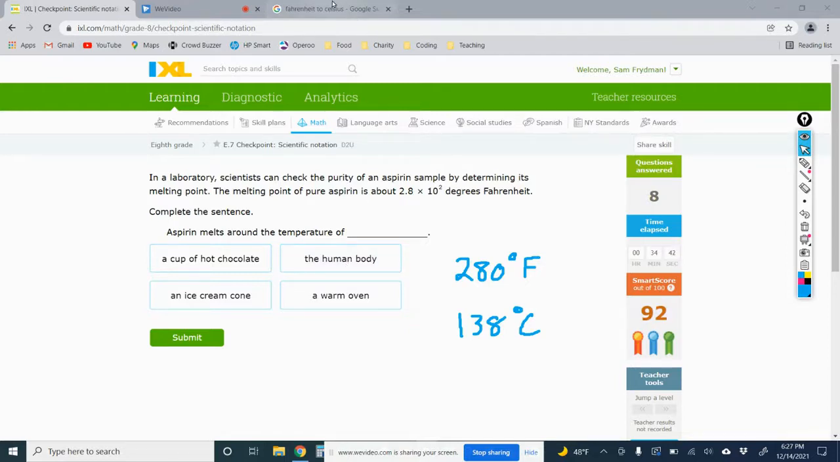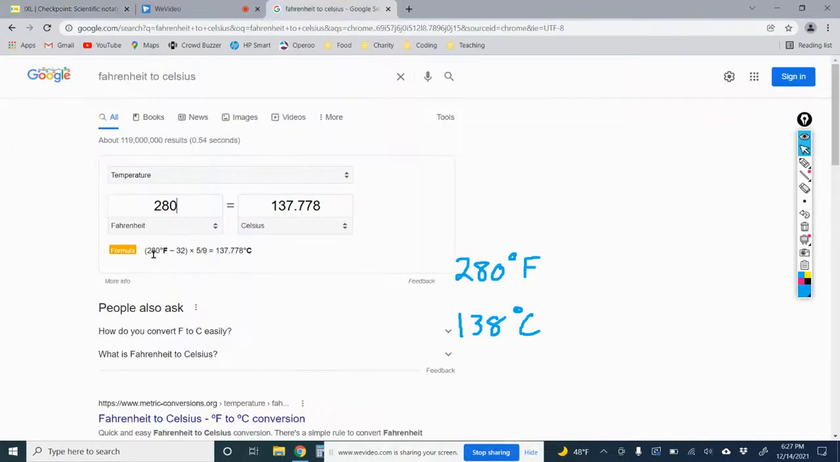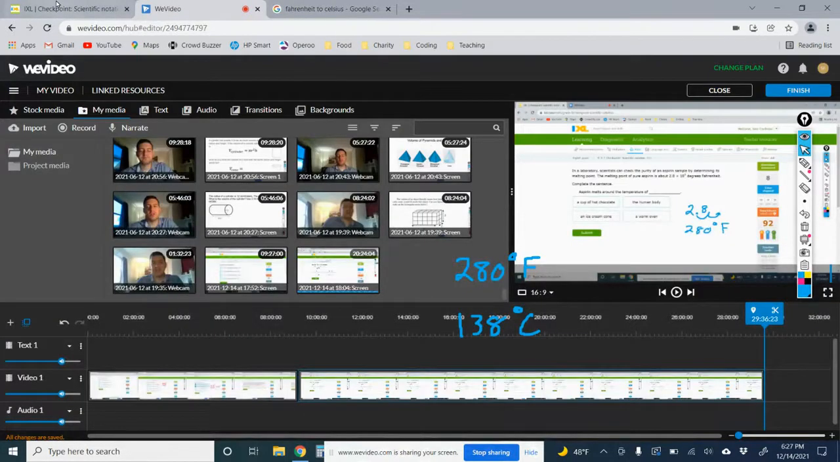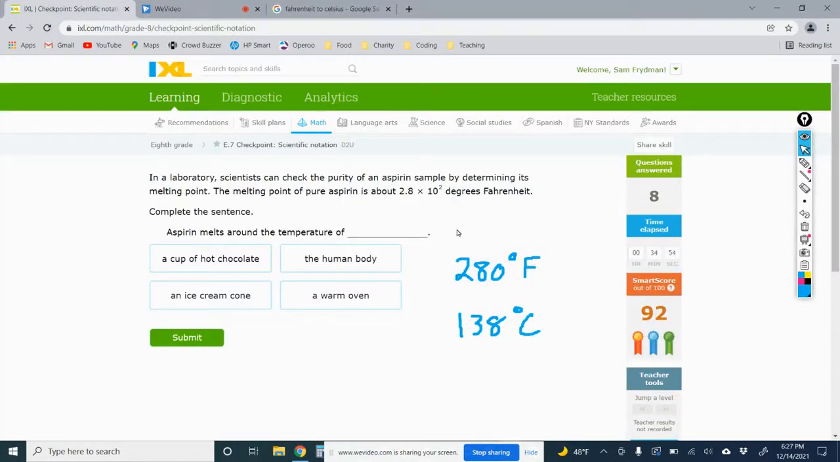Let's do that in Celsius also. What's 98.6 degrees in Celsius? That would be about 37 degrees. So this is not the temperature of the human body. Is it the temperature of an ice cream cone? No way. No ice cream cone is 280 degrees Fahrenheit. It would melt, right?